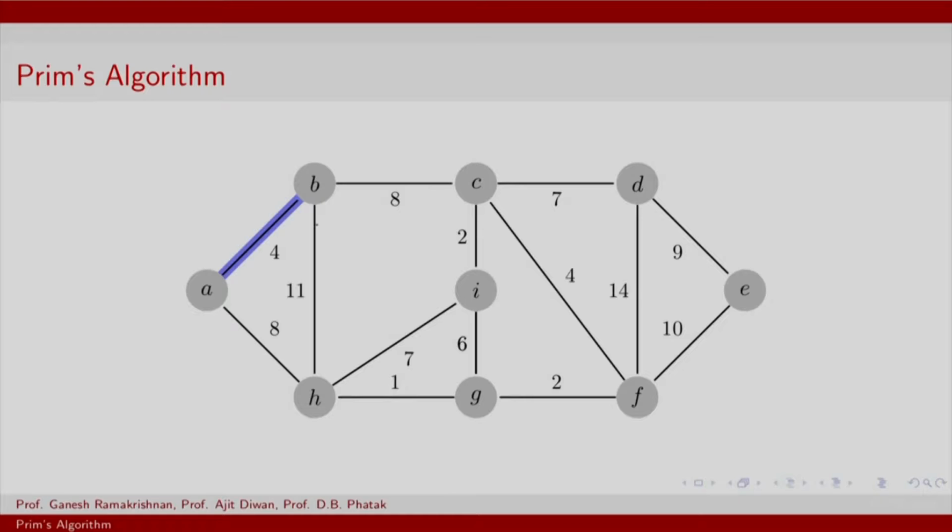The vertices that are adjacent to A will have their keys updated. So B will have its key updated. The smallest path to A is actually 4, the smallest path to any node in the existing spanning tree is 4. So this is how you grow the tree, starting from the root A. Now you add B as well.